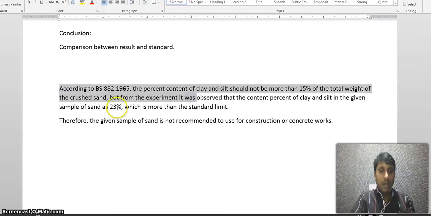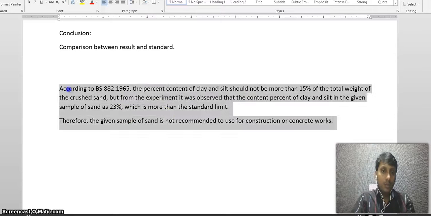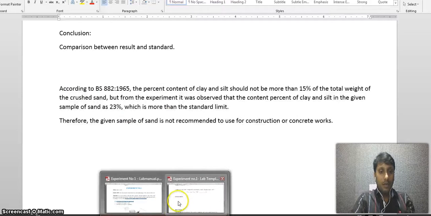This is what I am expecting from you, to have a comparison between the standard of the experiment and the result you have obtained from the experiment. If you just correlate these two things, you are done with your conclusion. So this is the way how to write the conclusion.